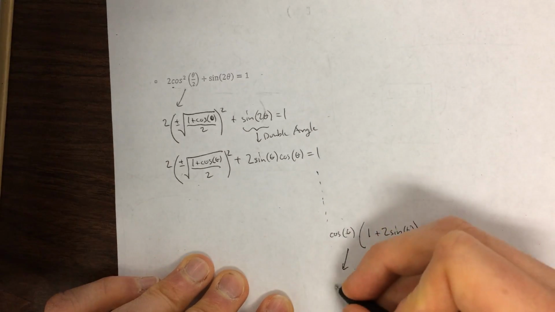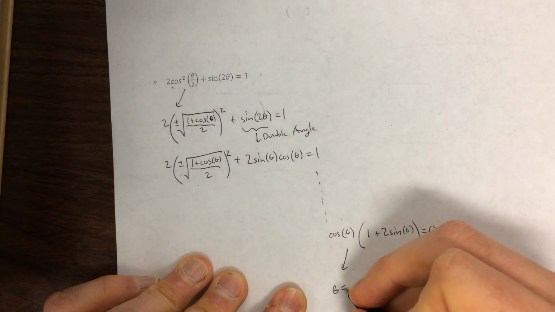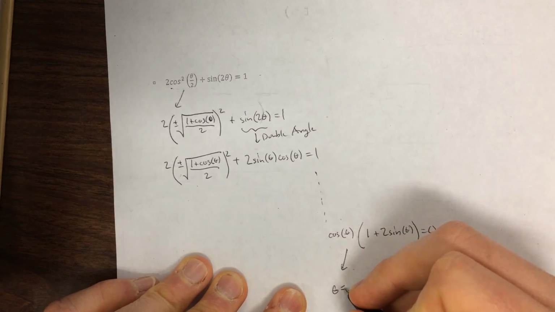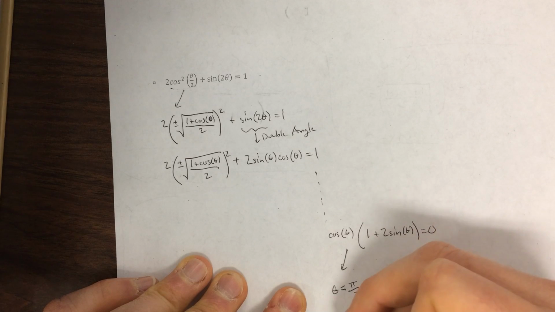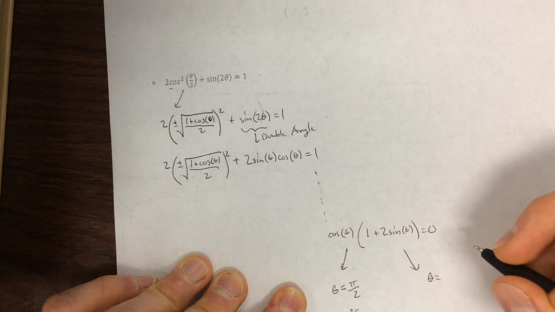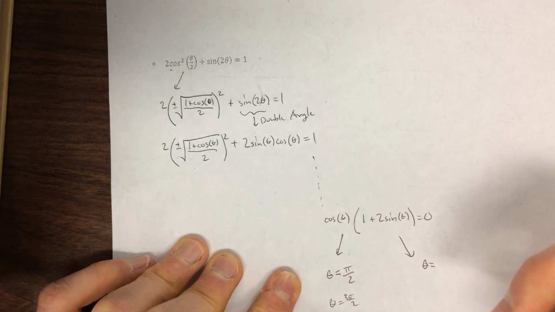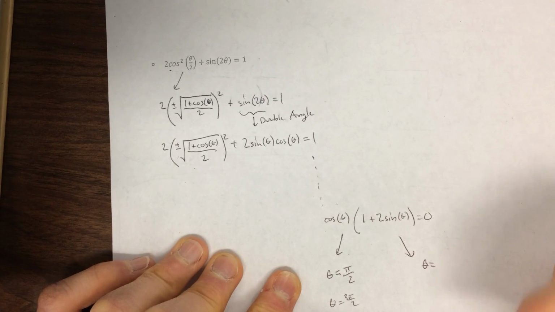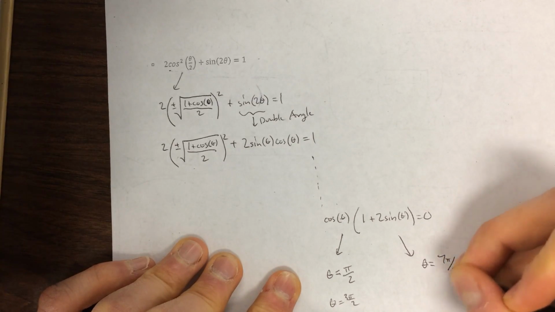And this part of the solution would yield solutions of pi over 2 and 3 pi over 2. This piece of your solution set would give you 7 pi over 6 and 11 pi over 6.